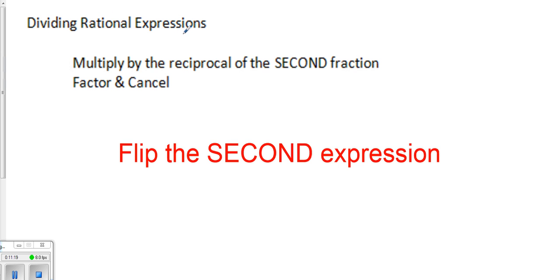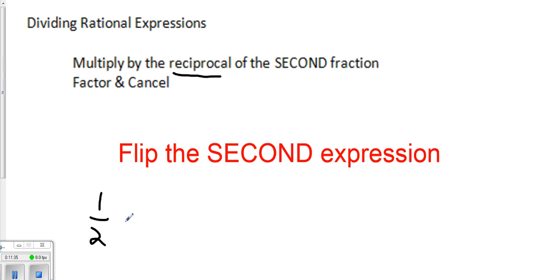Dividing rational expressions. Dividing is going to be pretty much the same as multiplying, but we multiply by the reciprocal of the second fraction. So again, always remember to factor and cancel. Remember, reciprocal means flip the second expression.